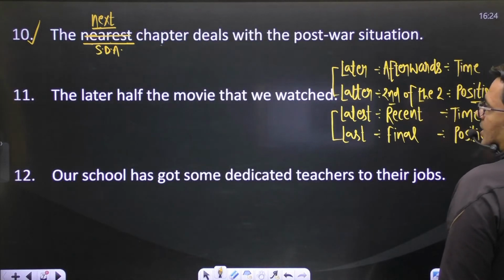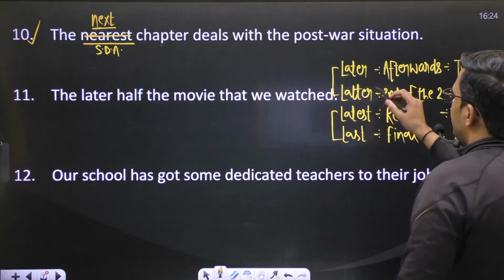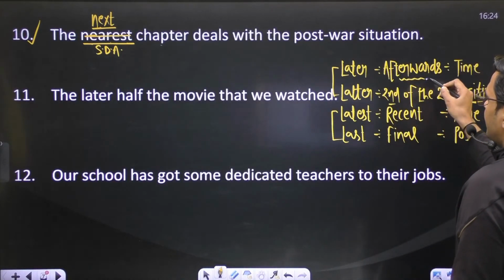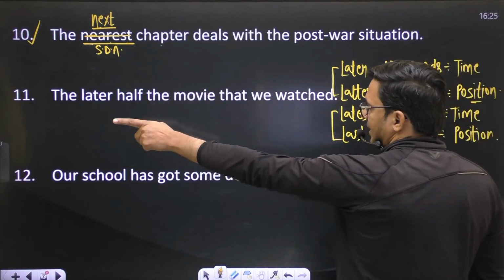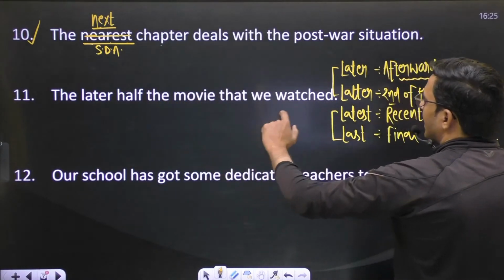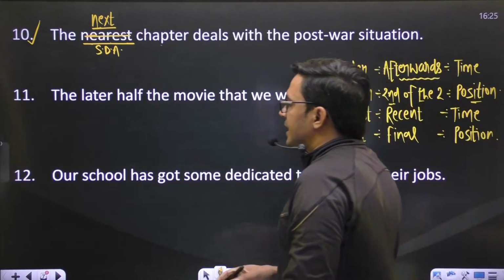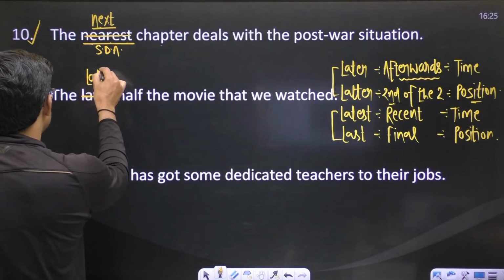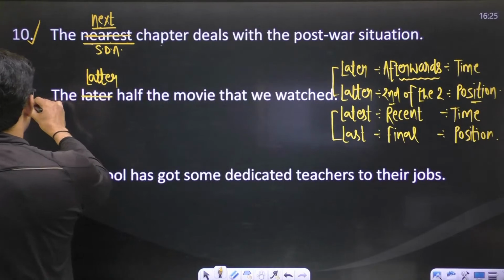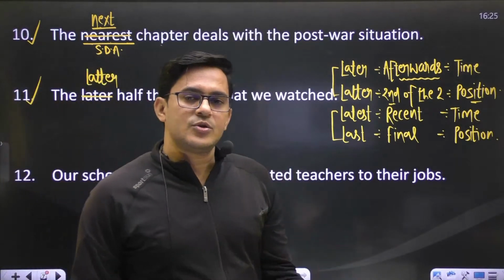So here it is said "latter half". The meaning of latter half is, you can say, afterwards, but we know a movie has two halves, right? Anything has two halves, and here we are talking about the second of the two. So to show the sense of the second of the two, you have to use the word latter. The latter half of the movie that we watched is very interesting, you can say, right?